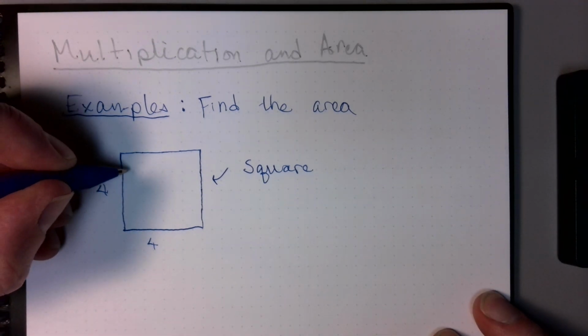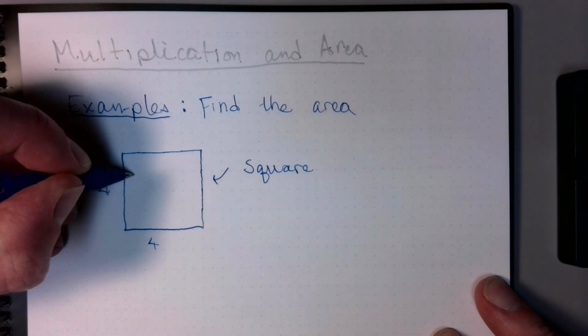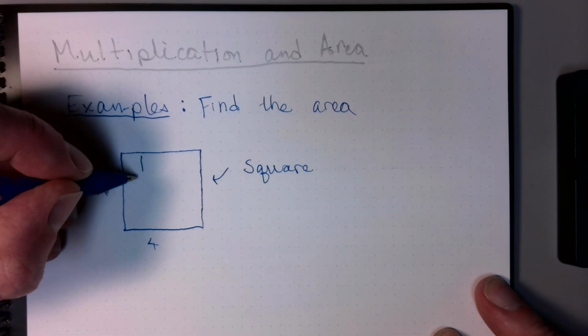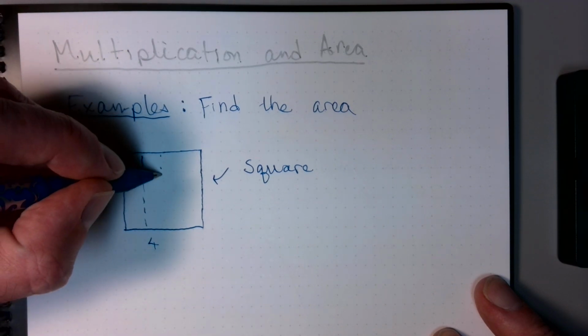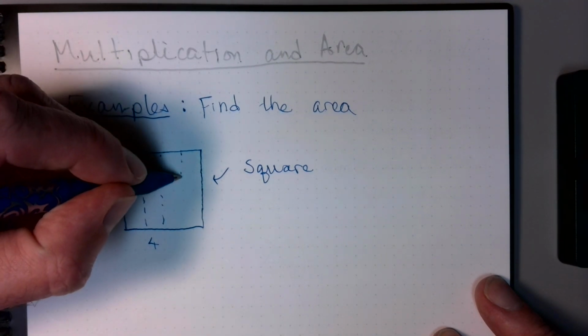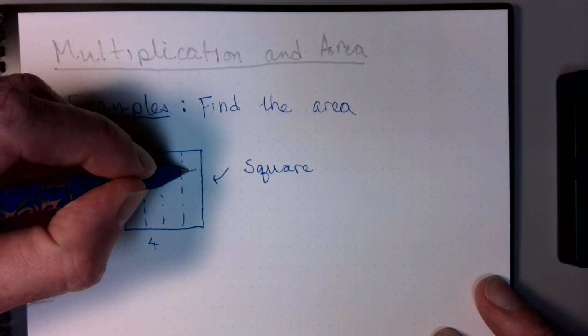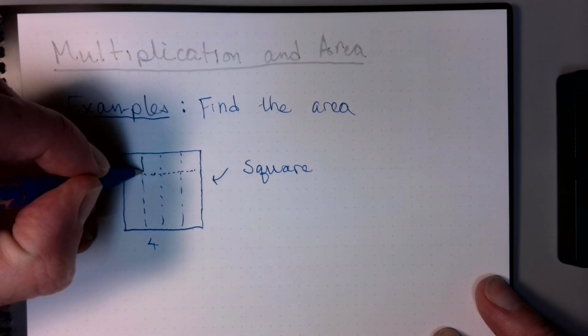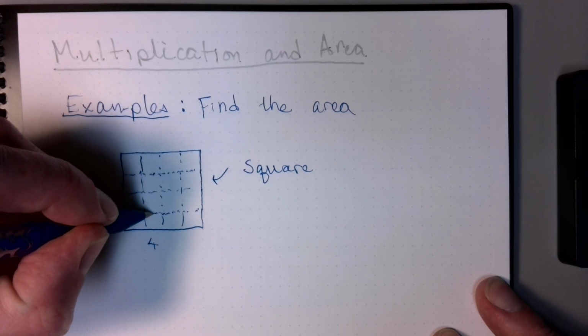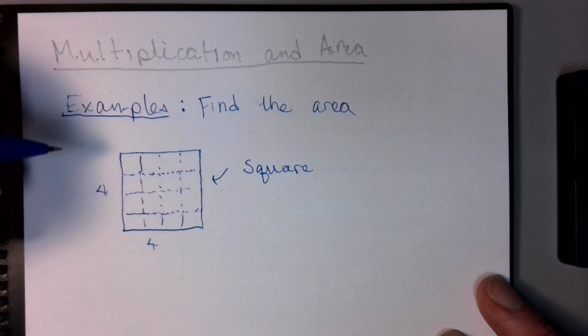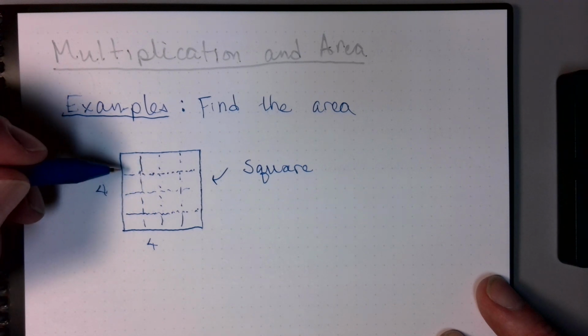Okay, now, just to be clear, when I talk about the area of a figure, what I'm talking about is the number of 1 by 1 squares that it would take to cover a figure. So this square is 4 by 4, all right?